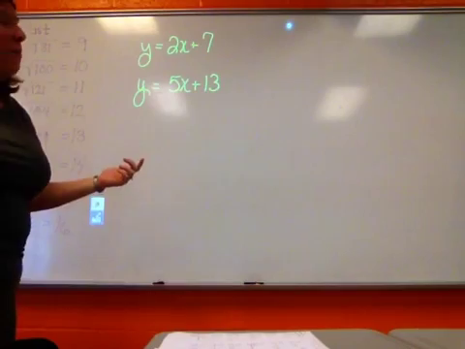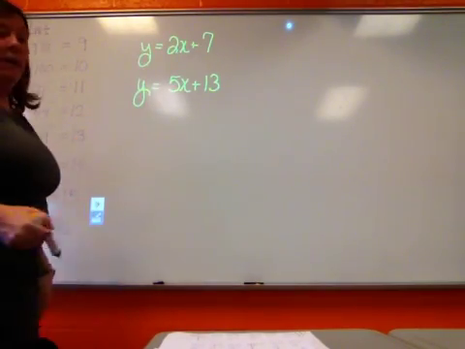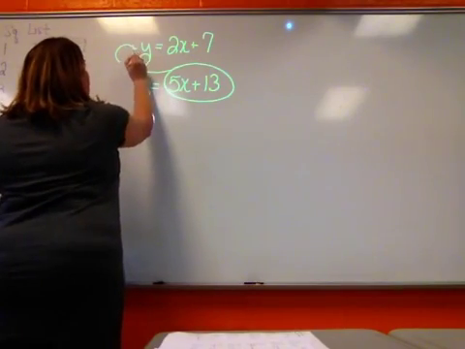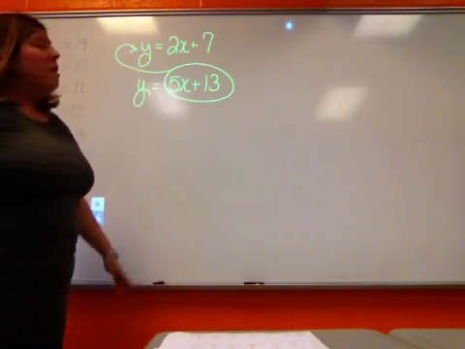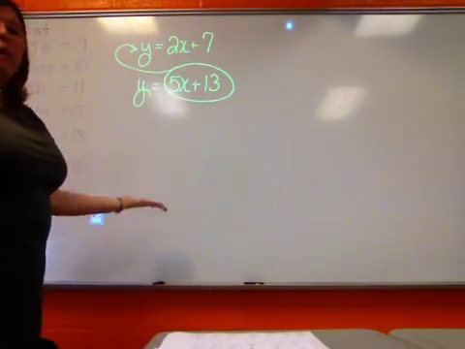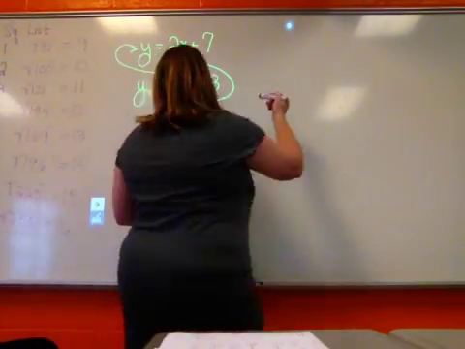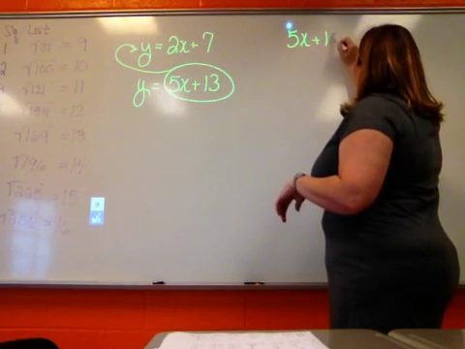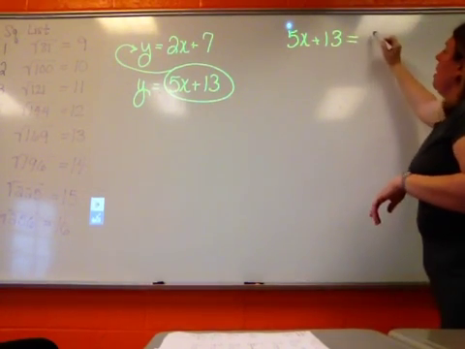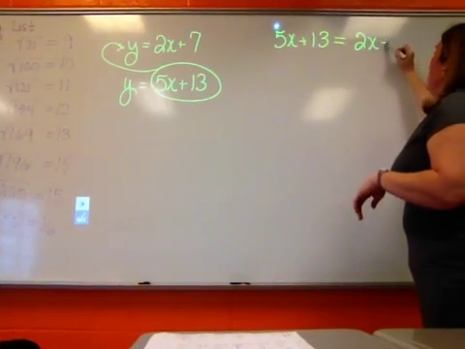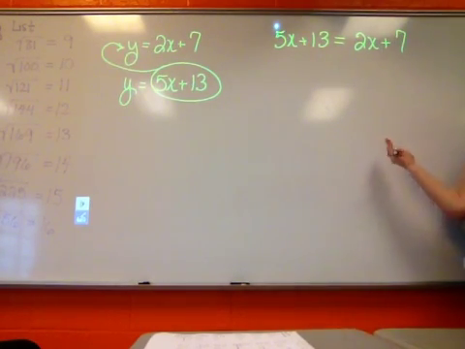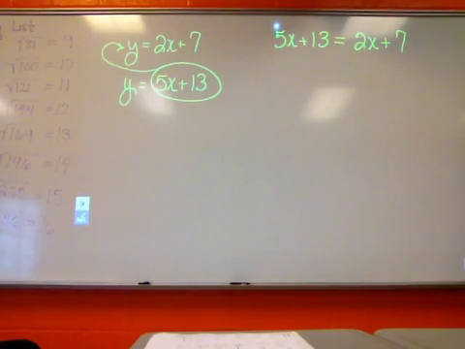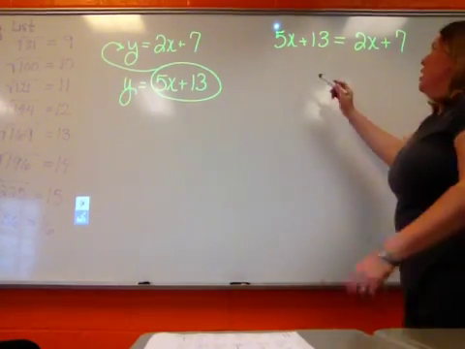Now in the last couple, I've taken this one and moved it down here, and that's fine. But I can also take this one and move it up there if I really wanted to. Or I can move this one here. As long as they're both equal to each other, we're good. So 5x plus 13 is going to be equal to 2x plus 7. And again, if you have the 2x plus 7 over here and the 5x plus 13 over there, that's okay.